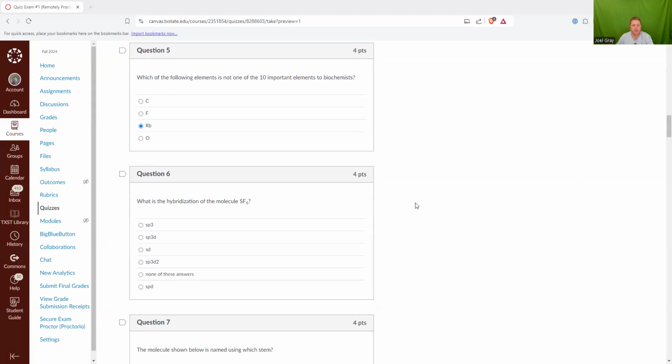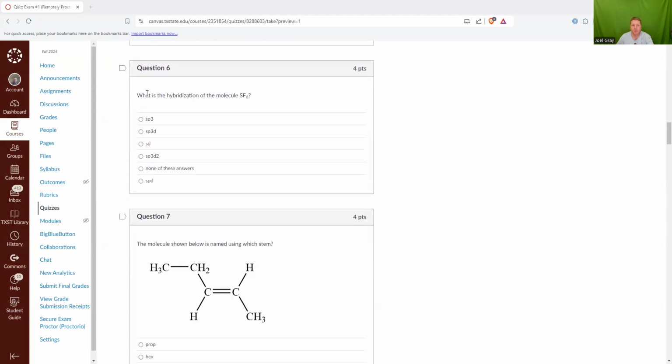Now, after that, we've got question number 6. What is the hybridization of the molecule SF6? Okay, so this is kind of the same thing. S, P, P, P, D, D. So we've got 6 things. So it's sp3d2 is the correct answer.